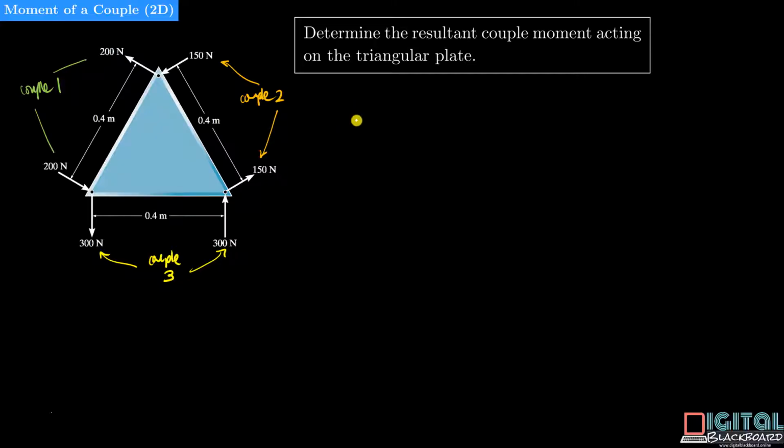The first step is to identify a certain positive direction. In this case, if we choose positive as anti-clockwise, then that's how we write it down. Resultant couple moment is equal to the summation of all couple moments. Alright, first we look at couple 1 here in green. As I've written earlier, the couple moment is just 200 multiplied by the perpendicular distance, which is 0.4 meters, followed by couple 2, which is 150 Newtons multiplied by 0.4 meters.